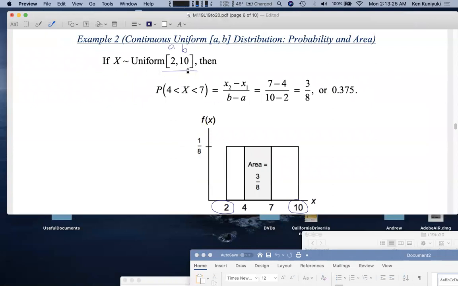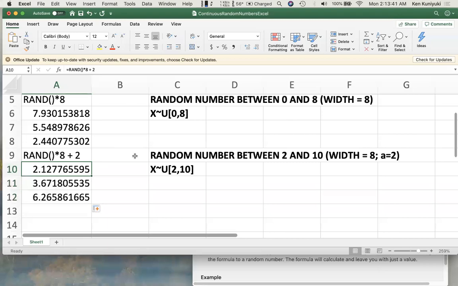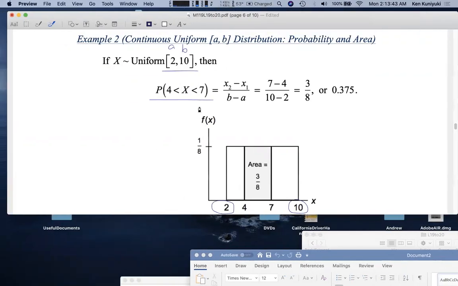Anyway, that's the distribution we've been talking about, a continuous uniform distribution from 2 to 10. But let's say we want to know the probability that a random variable from this distribution will take on a value between 4 and 7. Basically, what's the probability that this value is going to be between 4 and 7? Okay, we can use this formula where x sub 1 is 4. That's the minimum value that we're interested in. x sub 2 is 7. That's the maximum value that we're interested in. All right. A is 2, B is 10. That was fixed in the distribution.